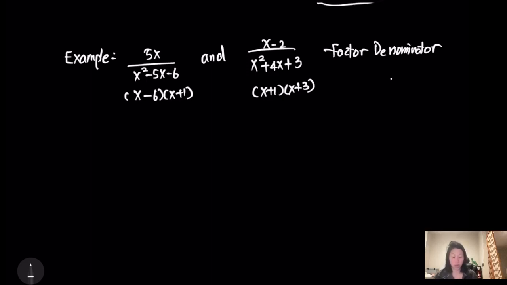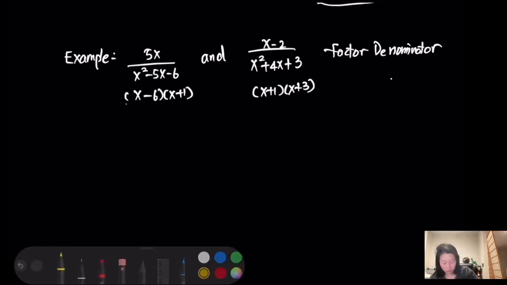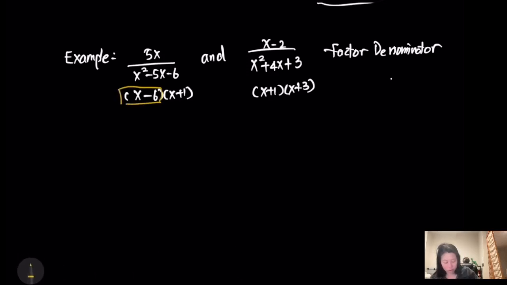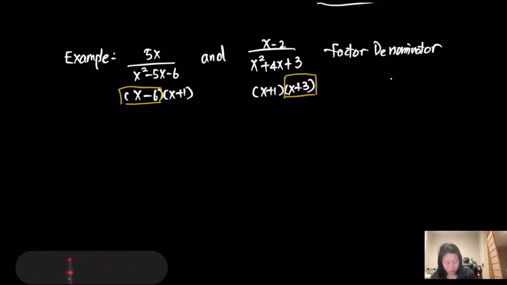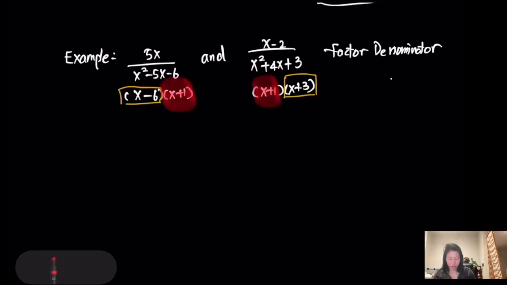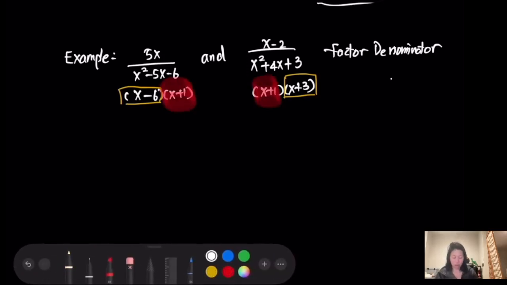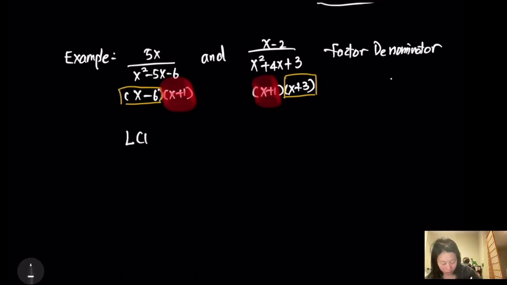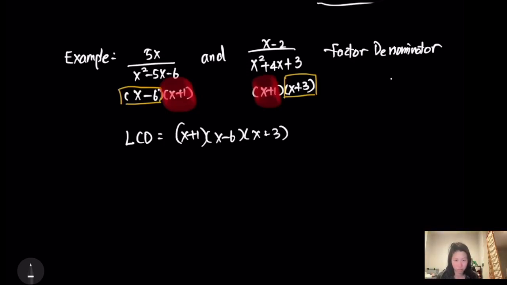Now, after I factor them, find the unique pieces. The unique pieces are going to be x minus 6 and x plus 3. The common pieces, we have x plus 1 and x plus 1. So that means the least common denominator is going to include x plus 1. It's already repeated, so we don't need to multiply it again. And multiply all of the unique pieces, which are x minus 6 and x plus 3. So this is more straightforward.